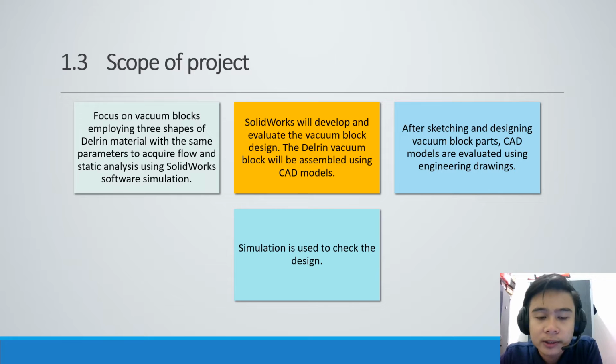My scope of project is focused on vacuum blocks employing three shapes of layering material with the same parameters to acquire flow and static analysis using SolidWorks software simulation. SolidWorks will then be used to develop and evaluate the vacuum block designs. The Delrin vacuum blocks will be assembled using computer-aided design models. After sketching and designing vacuum block parts, the computer-aided design models are evaluated using engineering drawings. Lastly, simulation is used to check the design.